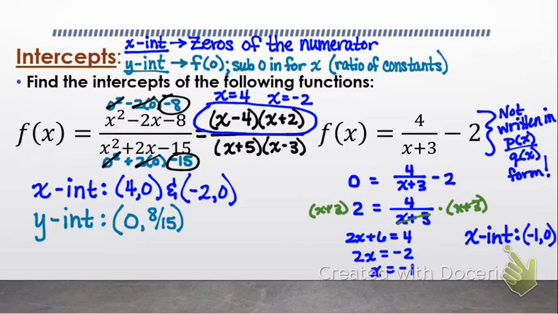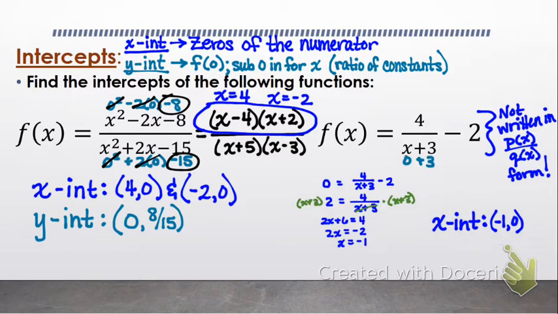And then my y-intercept, if I put 0 in the place of x, would give me 4/3 minus 2. 4/3 minus 2 would give me negative 2/3. So my y-intercept is 0, negative 2/3.